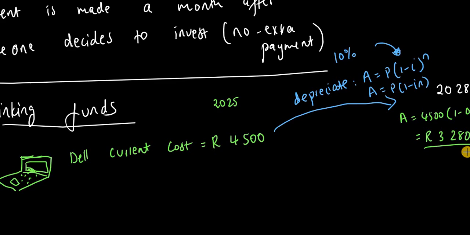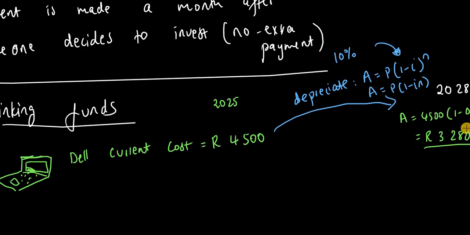Same as my phone here. I bought it in 2022. If I want to sell it right now in 2025, I have to calculate the rate at which it has depreciated, and whether it was linear or reducing balance. Then I'm going to get how much I must sell it for.